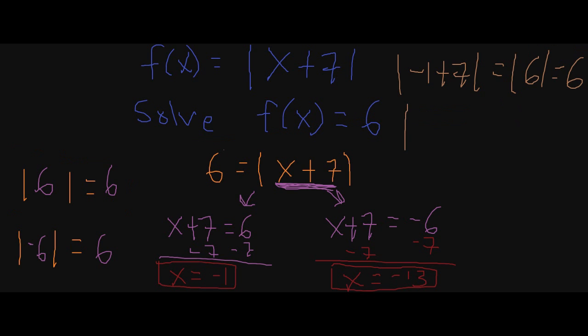All right, let's try negative 13. What's negative 13 plus 7? I'm taking this x value and plugging it in for x. Well, that's going to be negative 6, the absolute value of negative 6. But what's the absolute value of negative 6? We have this right here to the left-hand side. That's just 6.